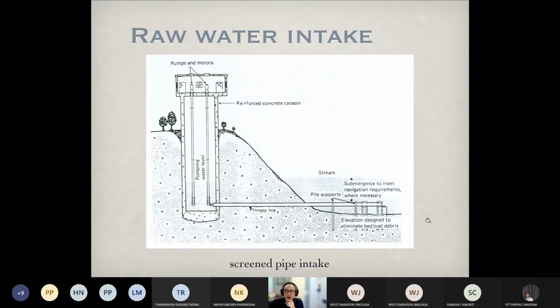This one is a screen pipe. The intake itself is not located in the water. It depends on the geographical conditions. So if the geographical conditions are something like this, there is no need to keep the intakes inside water.